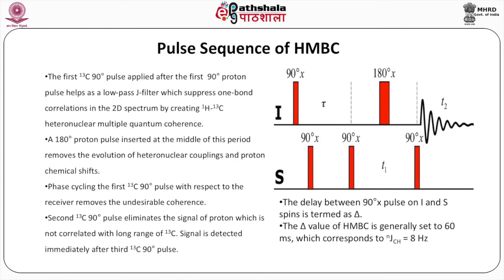Phase cycling the first C13 90-degree pulse with respect to the receiver removes the undesirable coherence. The second C13 90-degree pulse eliminates the signal of protons which are not correlated with long-range C13. Signal is detected immediately after the third C13 90-degree pulse. The delay between the 90-degree X pulse on I and S spins is termed delta. The delta value in HMBC is generally set to 60 milliseconds, which corresponds to nJCH of around 8 Hz.